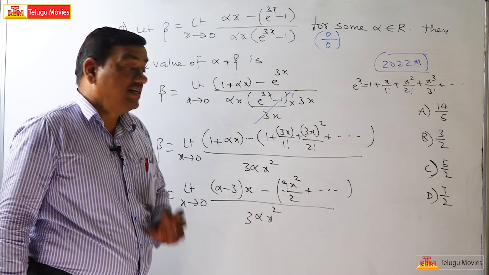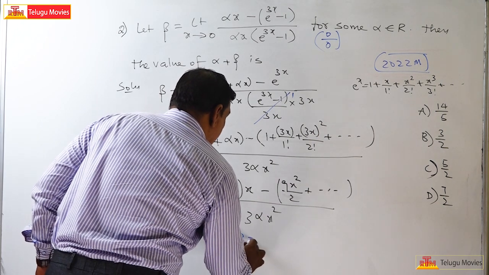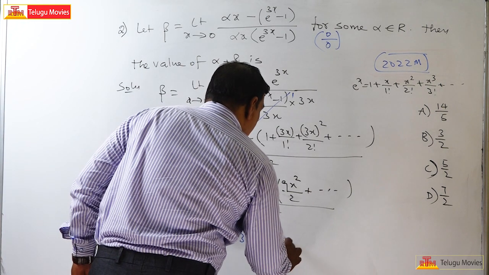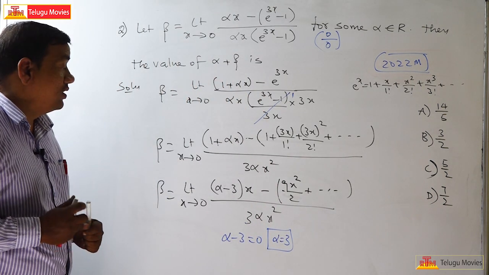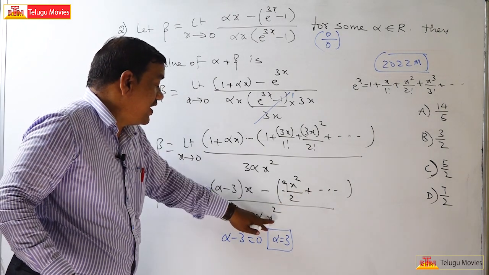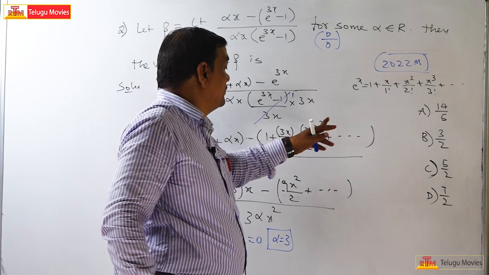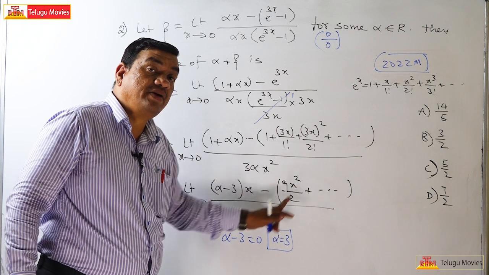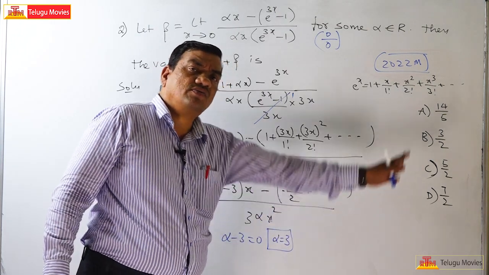So to make the limit exist, this alpha minus 3 value should be equal to 0. Therefore, alpha is equal to 3. Now, if that becomes 0, what is the limit value? See here, x square will get cancelled. Here you get x cube, and here x square. In the numerator x will come. As x approaches 0, all remaining terms will become 0.